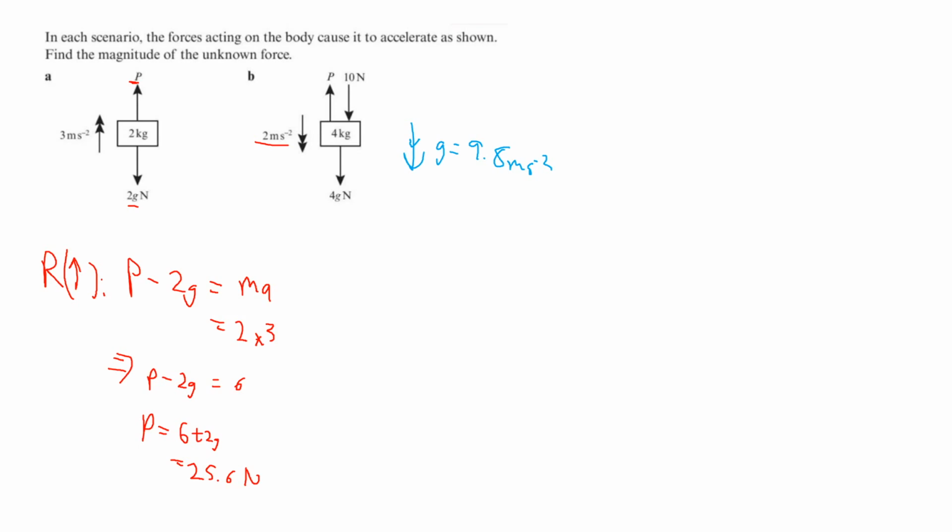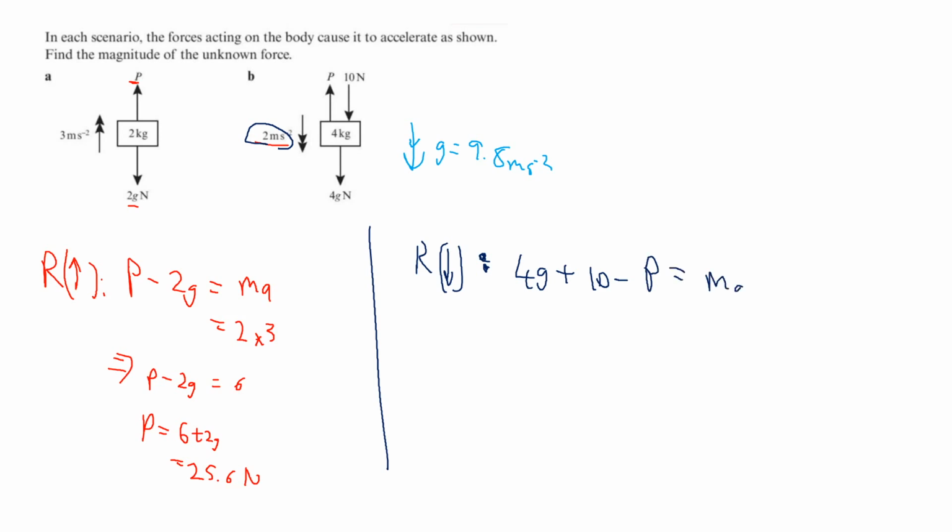Now, let's look at the second example. For the second example, we have two forces going down. We know that it's accelerating downwards, and we have a P resistive force going upwards. This means that if we resolve downwards this time, we know that 4G plus 10, that's everything going down. We have to subtract it by everything going up, which is P. And that's equal to MA, which is equal to 4 times 2.